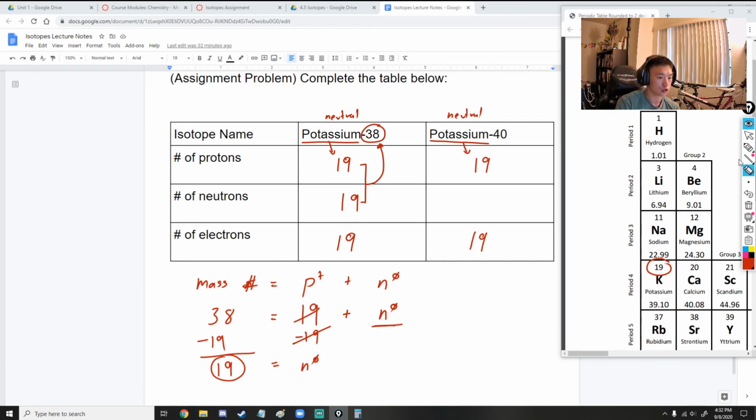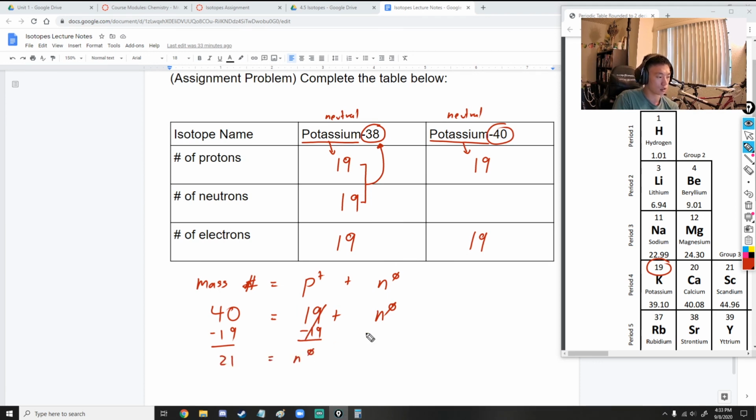All right, so let's try it for the next one. Let's do it for potassium-40. Same thing. We just need to plug in the numbers. Potassium-40 has a mass number of, you guessed it, 40. So we plug in 40. How many protons? It has 19 protons. Plus how many neutrons? We don't know, so neutrons. How do we get neutrons by itself? You just do minus 19 on both sides. These cancel out, and then you'll get 21 neutrons. Again, to check your work, just add them together, and you should get 40.